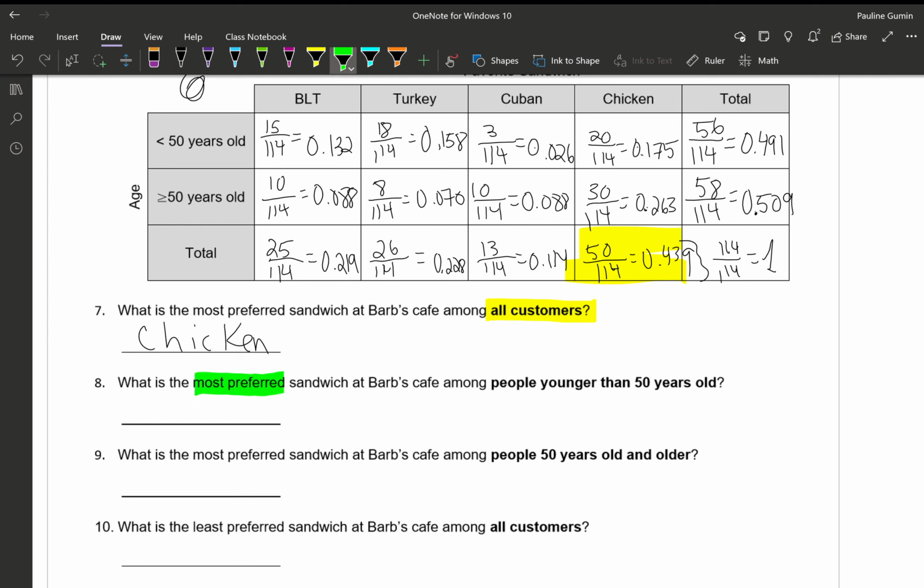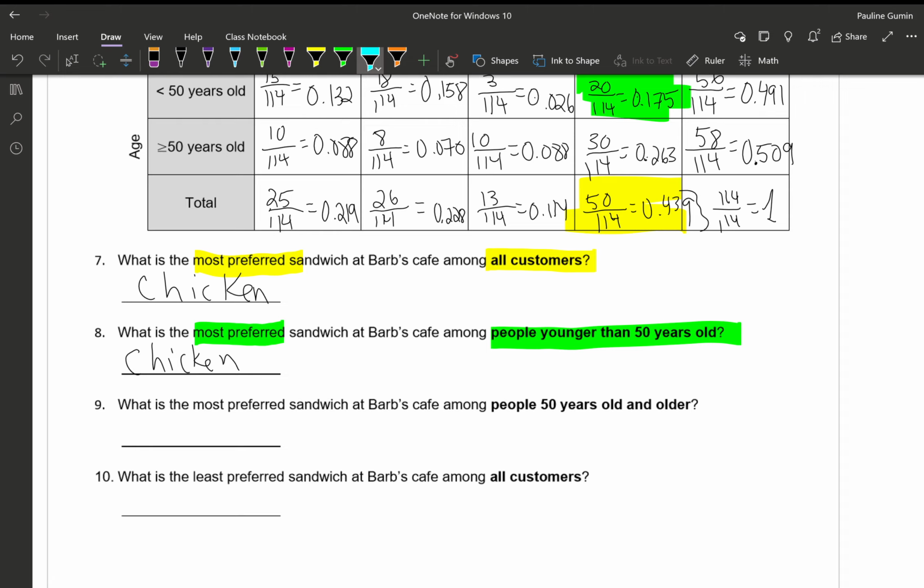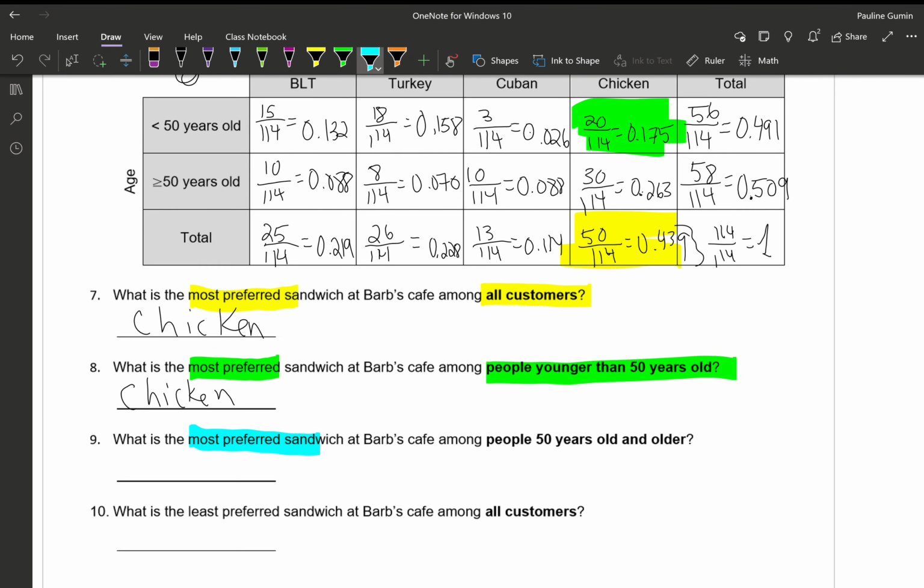Okay, what is the most preferred sandwich at Barb's Cafe among people younger than 50? I forgot to highlight that. So I'm going to look at the first row, and it looks like chicken is the most preferred. Chicken. Okay, number 9, what is the most preferred sandwich for older than 50? I'm looking at the middle row, and it also looks like chicken.